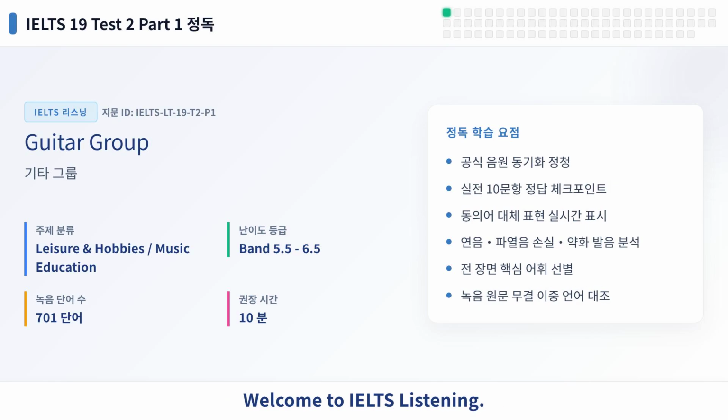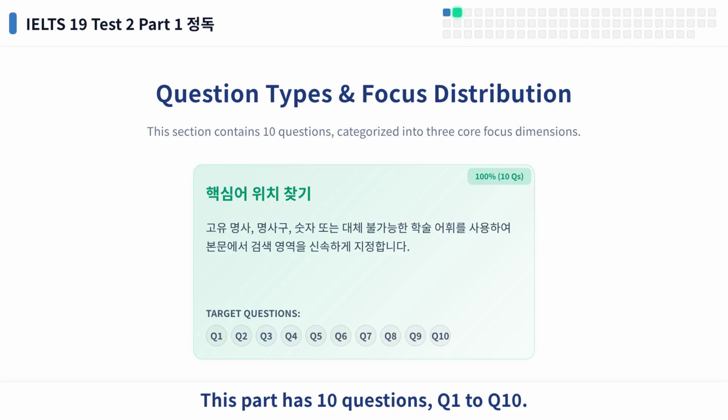Welcome to IELTS Listening. Today we study IELTS 19 Test 2, Part 1, Guitar Group. This part has 10 questions, Q1 to Q10. All are note completion, answer limit, one word and/or a number. All 10 questions use keyword location.